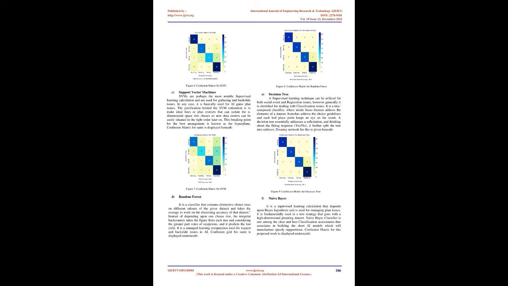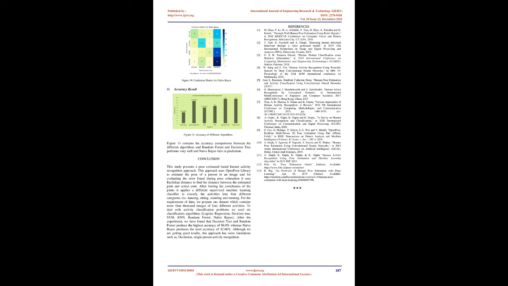C. Support vector machines. SVMs are perhaps the most notable supervised learning algorithms and are used for classification and regression problems. However, it is basically used for machine learning classification problems. The purpose of the SVM algorithm is to make the ideal line or decision boundary that can separate the n-dimensional space into classes so new data points can be easily placed in the right category later on. This boundary for the best decision is known as the hyperplane. Confusion matrix for the same is displayed below.